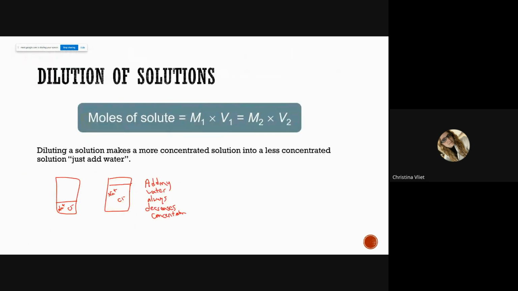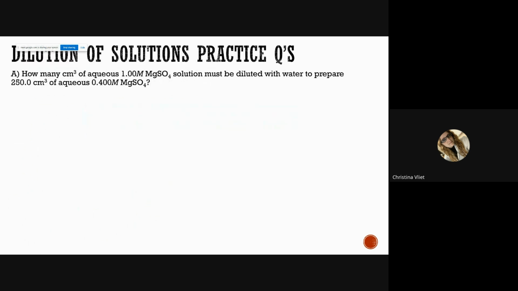Let's continue. Practice question. How would we solve a dilution of solutions question? How many centimeters cubed of a 1 molarity MgSO4 solution must be diluted with water to prepare 250 centimeters cubed of aqueous 0.4 molarity MgSO4? Where would we start? We were looking for how many centimeters cubed of MgSO4 we need.